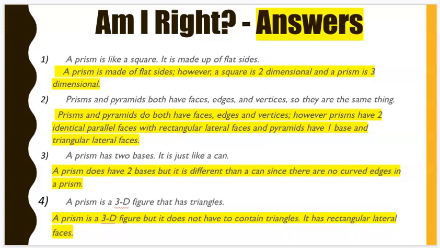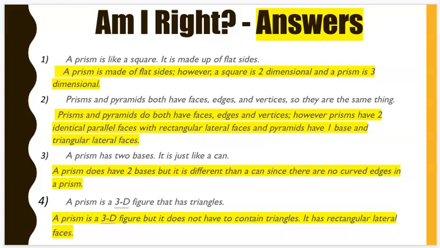Statement number 2, prisms and pyramids both have faces, edges, and vertices, so they're the same thing. Well, prisms and pyramids do both have faces, edges, and vertices. However, prisms have 2 identical parallel faces with rectangular lateral faces, and pyramids have 1 base and triangular lateral faces.